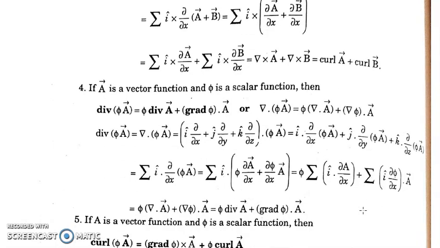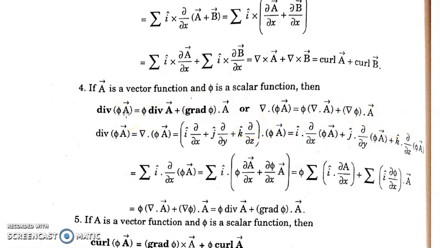And the next property is, if A is a vector function and phi is a scalar function, then divergence of phi A is given by phi divergence of A plus gradient phi dot A. Or if you write using the notations, divergence means del dot. So del dot phi A is equal to phi into del dot A plus gradient phi, del phi dot A. So this is what we have to prove.